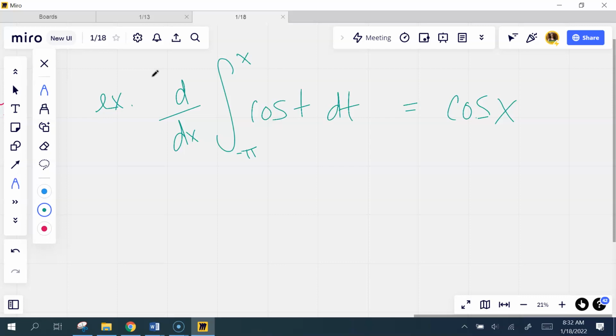Now, if you went through and you found the antiderivative here, you plugged in the bounds, you subtracted, and then you found the derivative, you would come back to this. But this is what the fundamental theorem is saying, is that you can just look at that and know. It's redundant. This d dx is saying take the derivative of this with respect to x. How about this one?